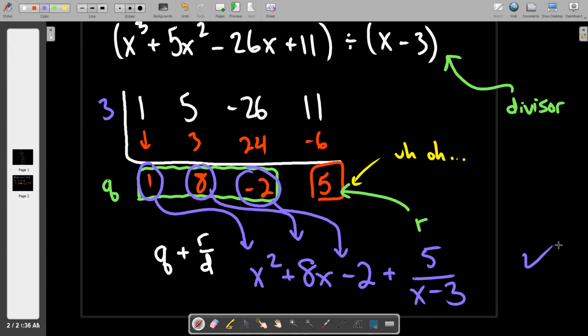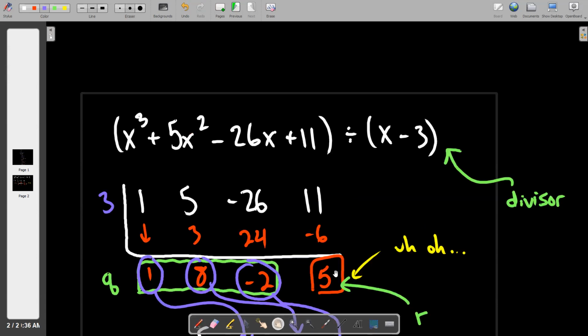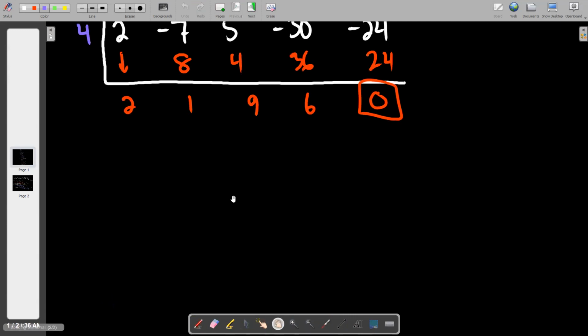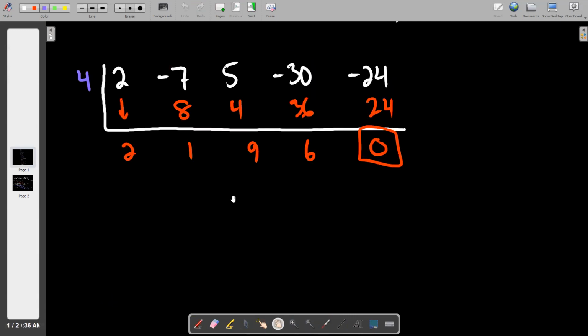Quotient, that's the answer. So let me go back. I feel like I obviously left some stones unturned. Going back to these problems, I got so wrapped up in the excitement of showing you this that I forgot to actually tell you how to write your answer.